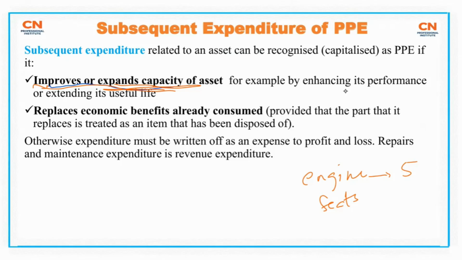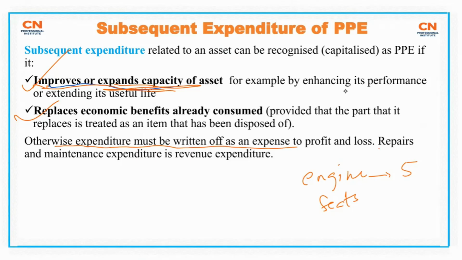So these are the two conditions under which subsequent expenditure will be capitalized. When it improves or expands the capacity of the asset, you expand the capacity, okay, or it replaces economic benefit that has already been consumed. Example is the engine. You've used the engine, you are buying a new engine, and therefore you are replacing the old engine. You are replacing economic benefit already consumed, and therefore you have to capitalize it, right? So it says otherwise expenditure must be written off towards profit or loss.